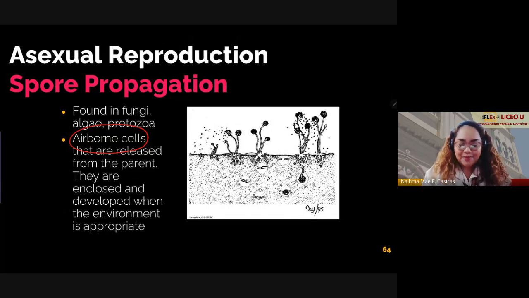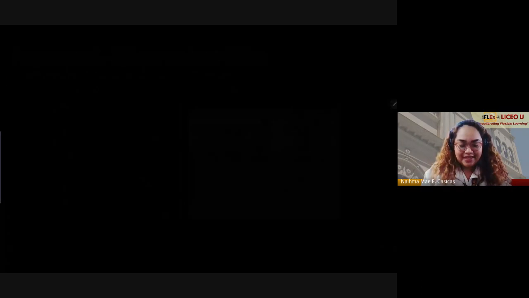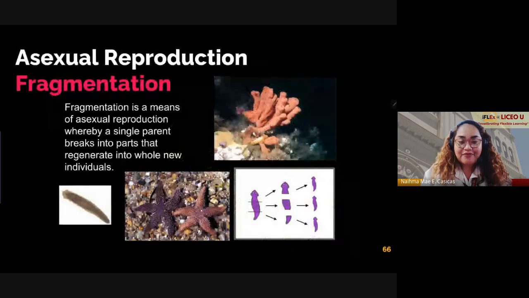So, that is spore propagation. Think of your bread molds. Think of bread that you did not eat, that you just put aside, and then eventually it becomes moldy. So, that's how they reproduce. They reproduce through spores. Next is regeneration and fragmentation.